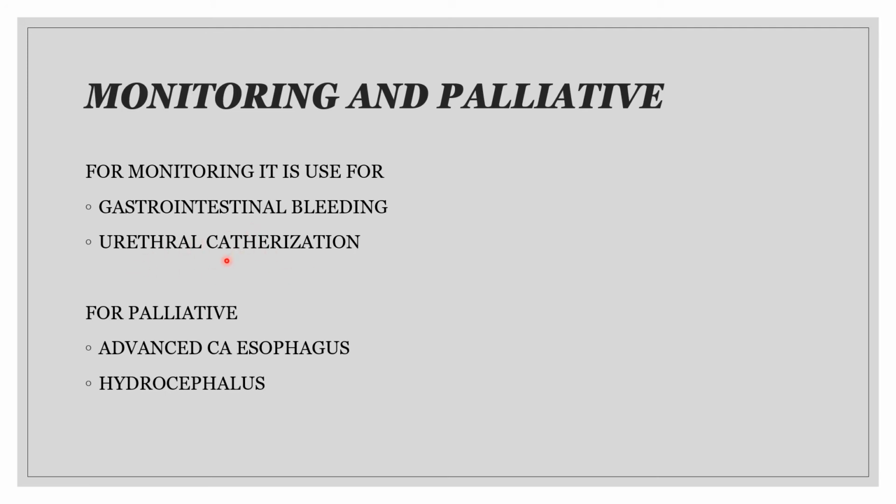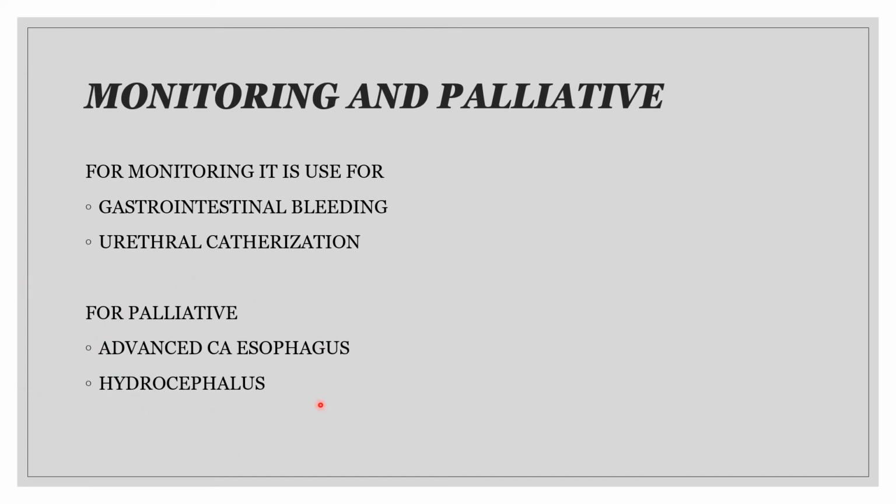Urethral catheterization is for Foley's, which you might have seen in the ward if you have come to the ward. They place a Foley's catheter to bring out the urine. Maybe the patient is bedridden or we have to do strict input output monitoring. Those are the times when we use catheterization, or maybe the patient has retention, for palliative reasons.